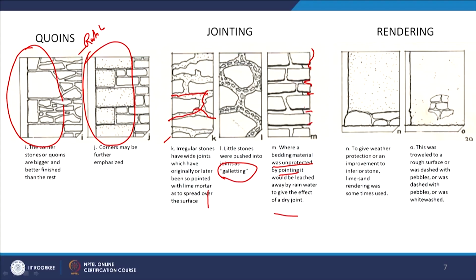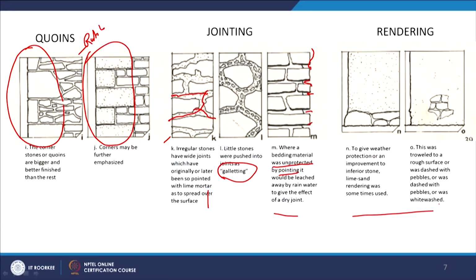Whereas in rendering, the lime sand renders were used, and this was troweled to a rough surface and was dashed with pebbles, or was whitewashed. So here the lime sand rendering has been applied, and sometimes a rough surface will be created. So basically some kind of renders will also be applied.